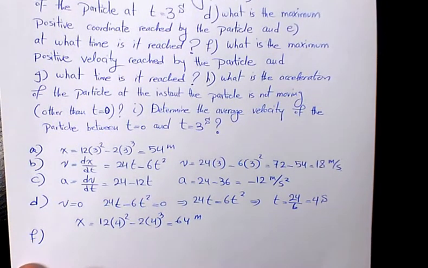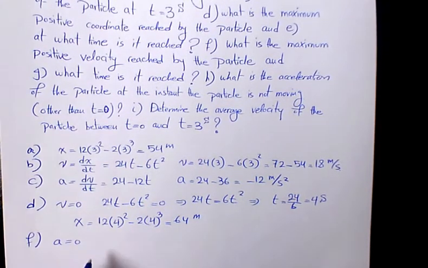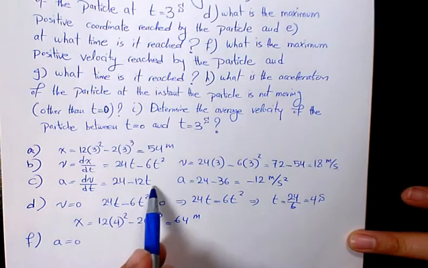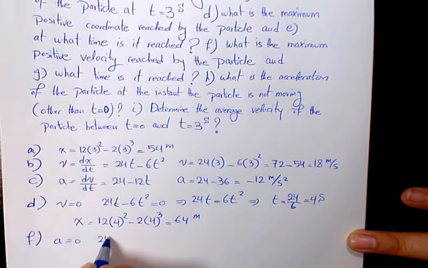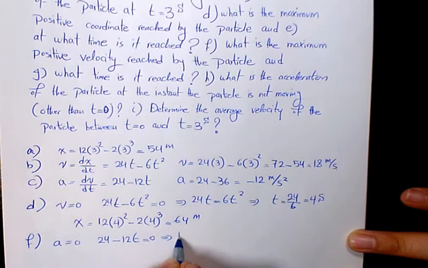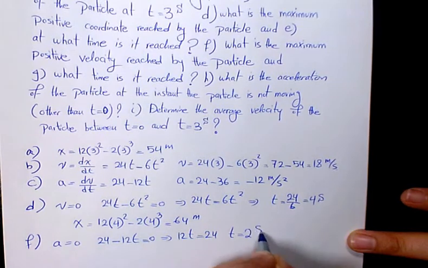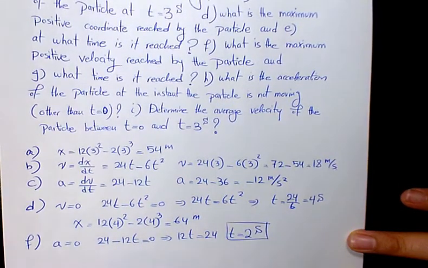Now we need to find out part F. Part F says what is the maximum positive velocity reached by the particle and at what time it is reached. When it says maximum velocity, it means that the acceleration must be 0. The formula for acceleration, we have it here. It means that 24 minus 12t equals 0. It means that 12t equals 24. So it means that t equals 2 seconds.